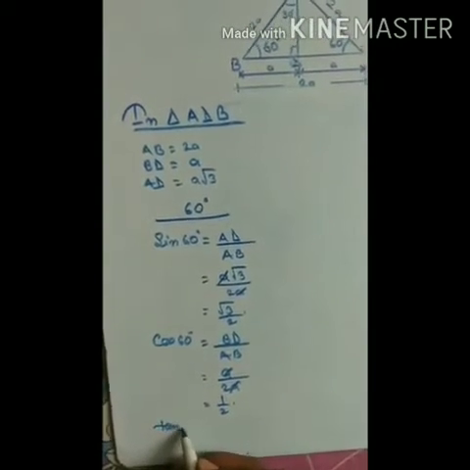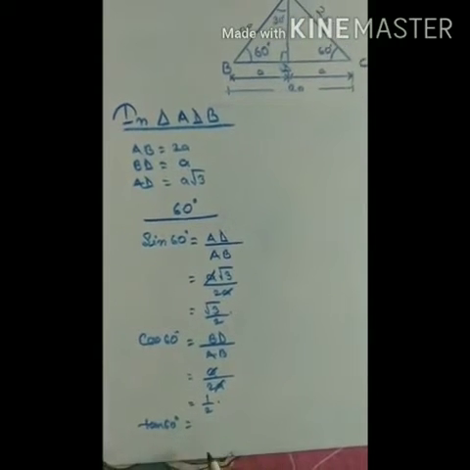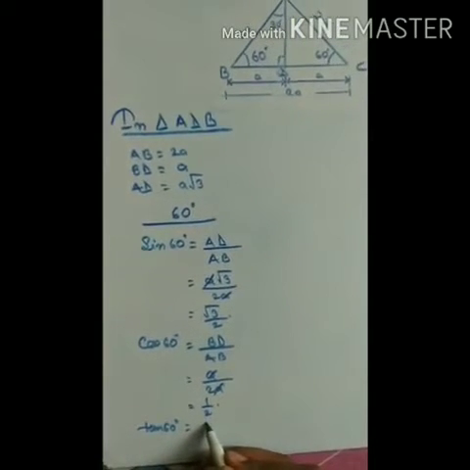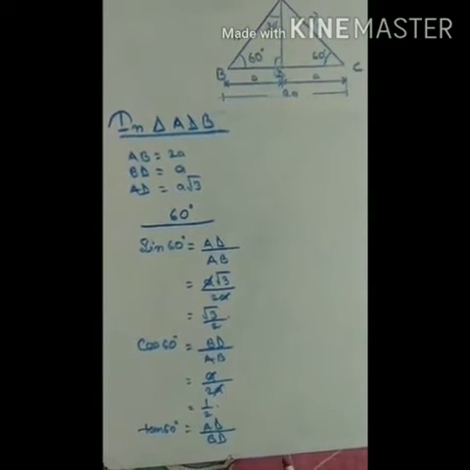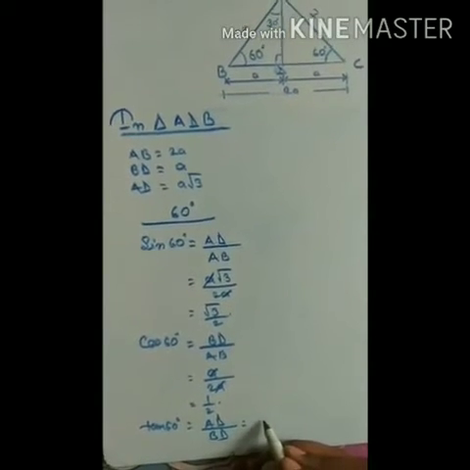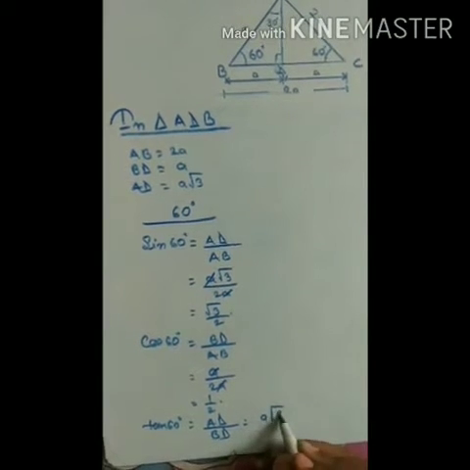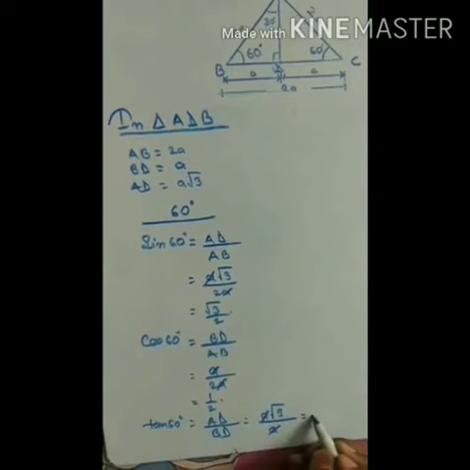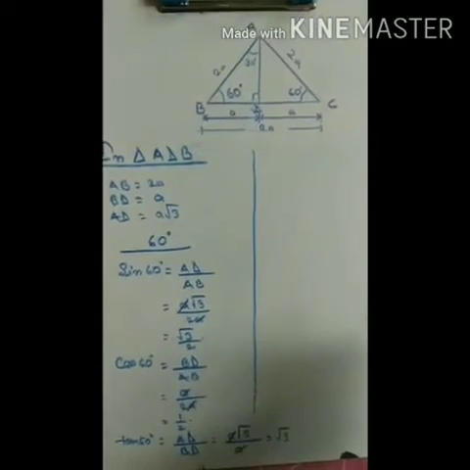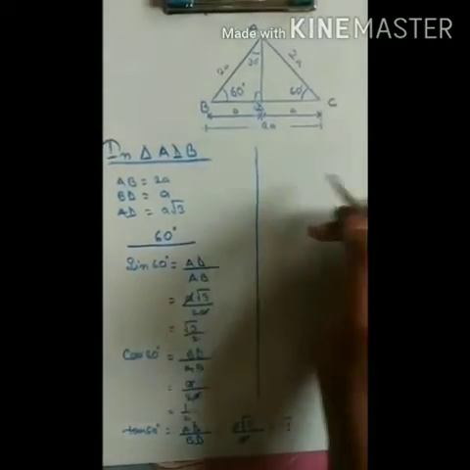Now come to tan 60 degree. AD by BD. AD is equal to A root under 3 divided by A. A will be cancelled, value will be root 3. Complete.